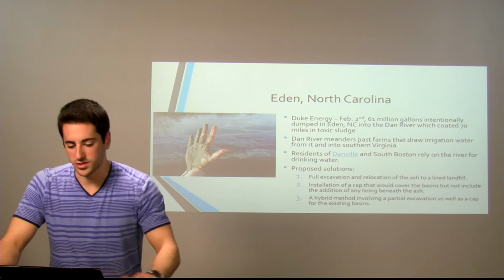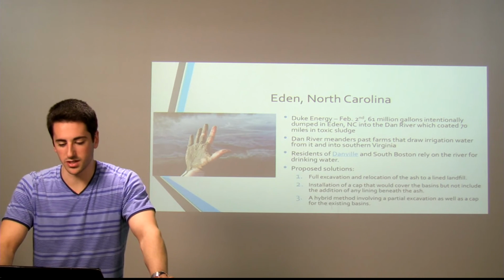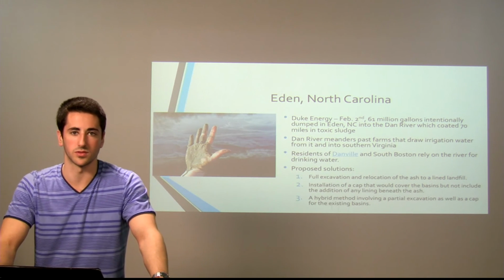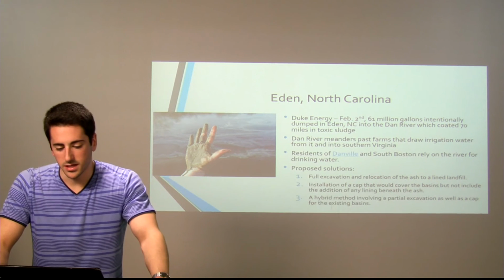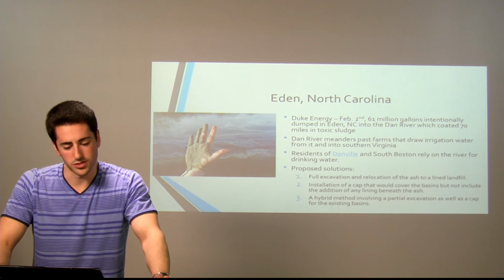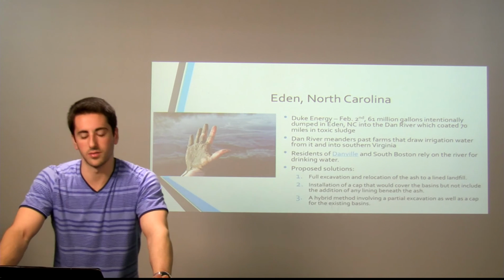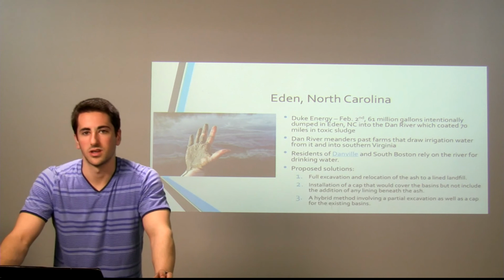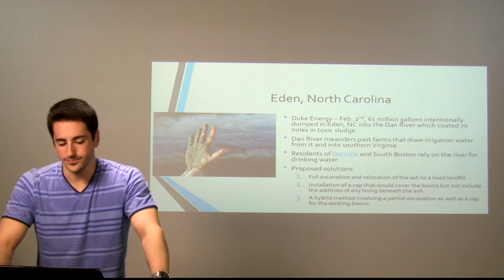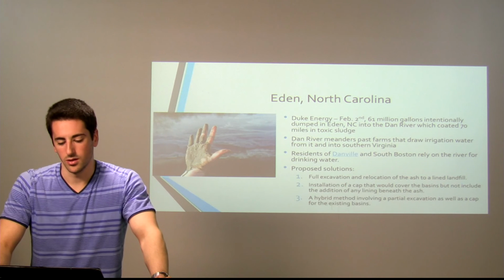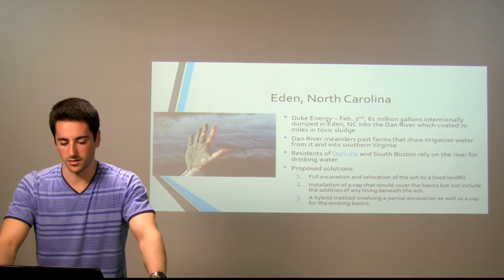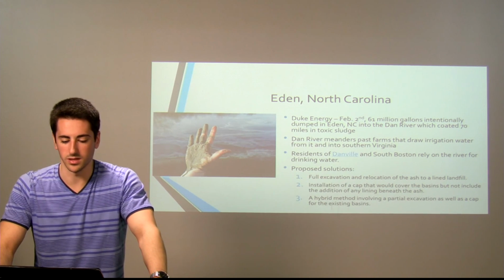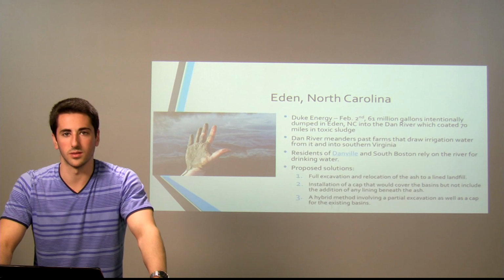Now, there were 3 proposed solutions. One was a full excavation and relocation of the ash to a lined landfill, making it a little less susceptible to seepage. The second proposition was to install a cap that would cover the basins but not include the addition of any lining beneath the ash, so it would still be an unlined landfill. The third proposition was to combine the two methods as a hybrid involving partial excavation as well as a capping of the existing basins. But none of these plans have yet been put into place.